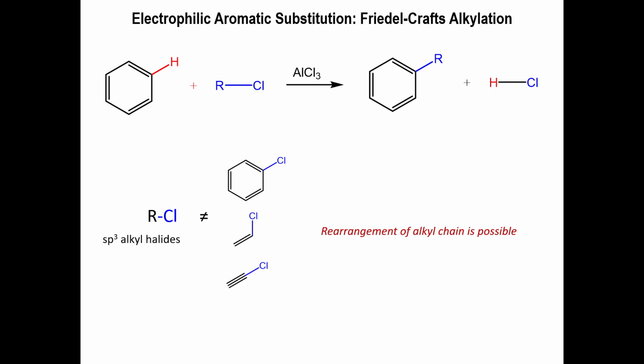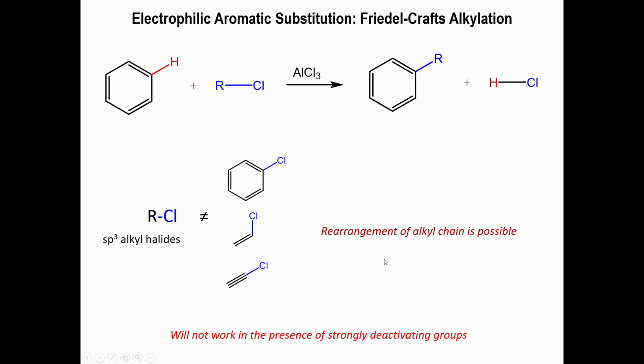But here's the deal. Since you're going to be dealing with carbocation formation, rearrangements of the carbocation backbone are actually possible before the substitution takes place. So you have to be very careful as to what you choose to be the alkyl chain that you're going to install on the benzene ring if you're going to go via the direct alkylation, the Friedel-Crafts alkylation route.